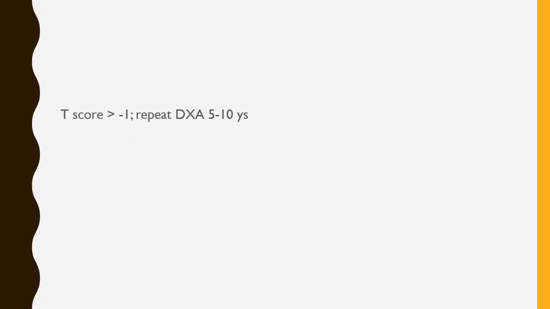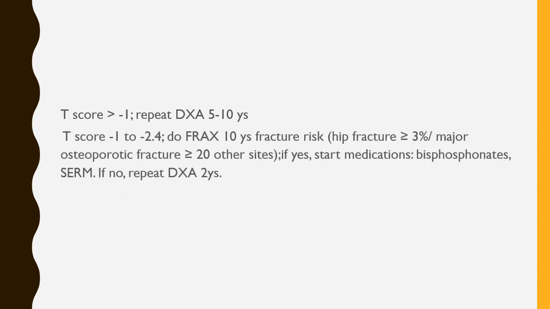T-score if more than -1, repeat DEXA after 5 to 10 years. T-score from -1 to -2.4, do FRAX 10-year fracture risk. Hip fracture more than or equal to 3%, and major osteoporotic fracture more than or equal to 20% at other sites. If yes, start medication, bisphosphonates, SERM. If no, repeat DEXA 2 years later.